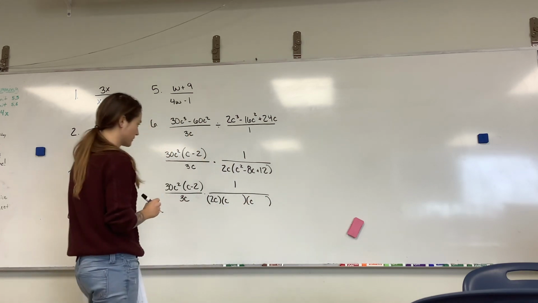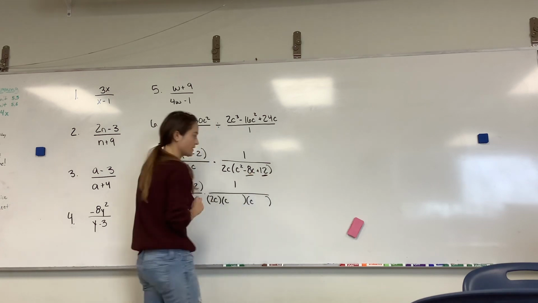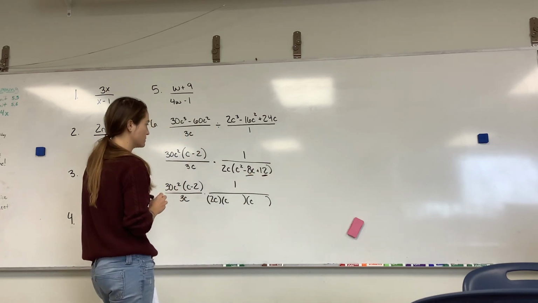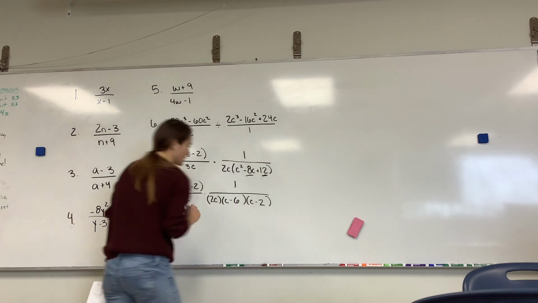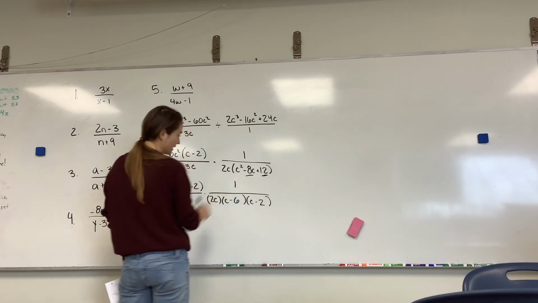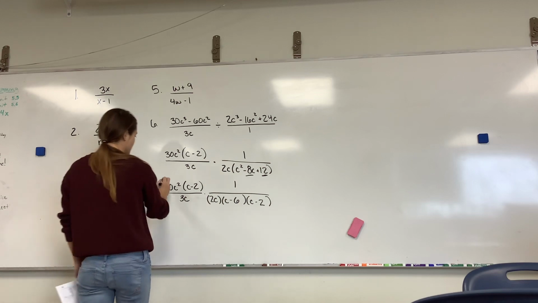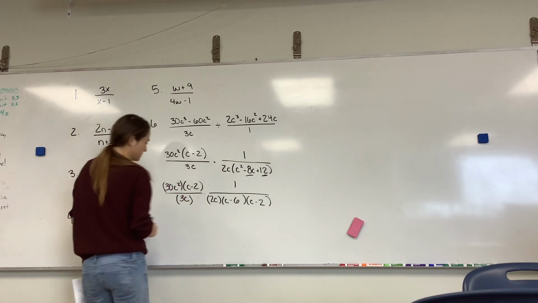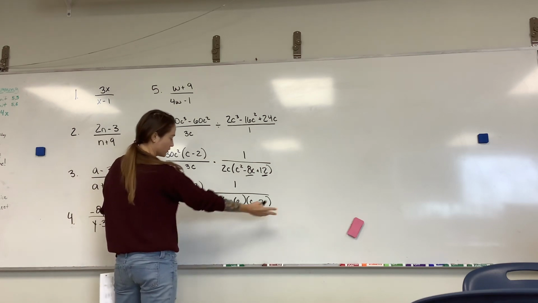if I factor this expression, I'm looking for factors of 12 that will add up to be a negative 8. So that could be a negative 6 and a negative 2. Negative 6 times negative 2 is a positive 12. Negative 6 minus 2 is a negative 8. Bingo. So now I'll just double check that everything is being multiplied together, and it is. Multiply, multiply, multiply, multiply, multiply.